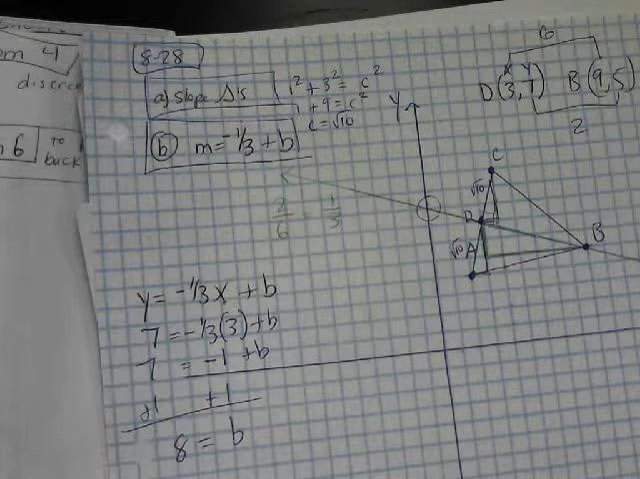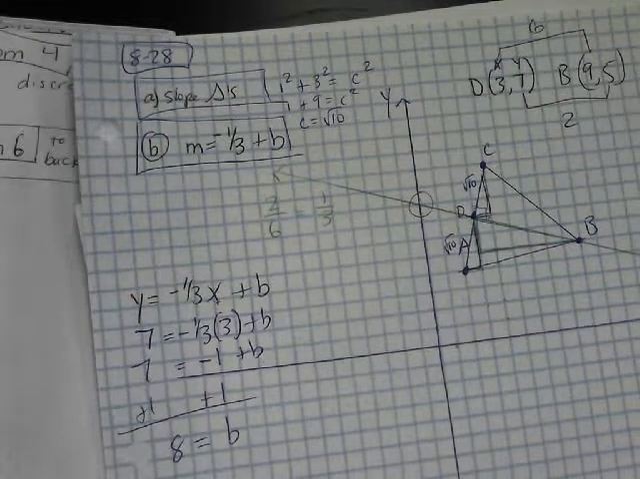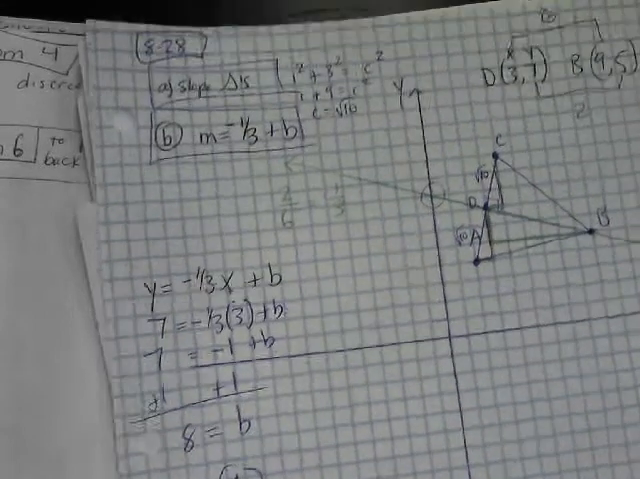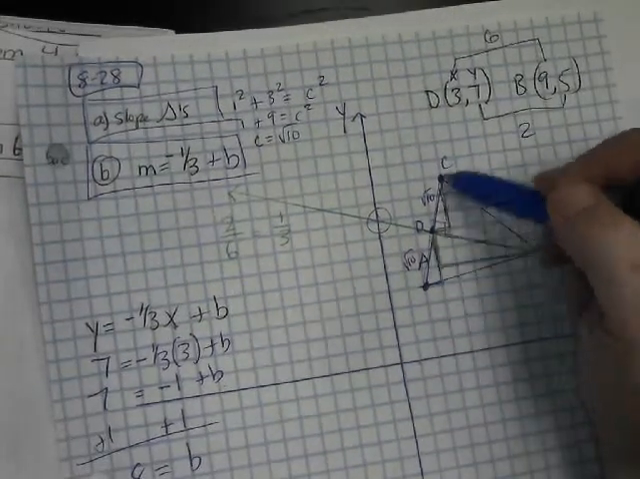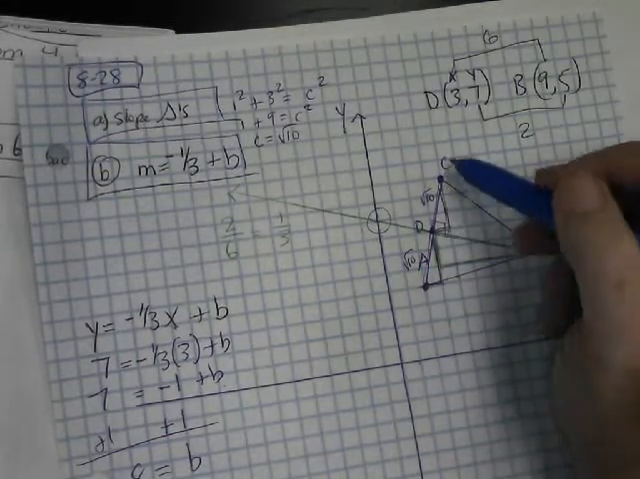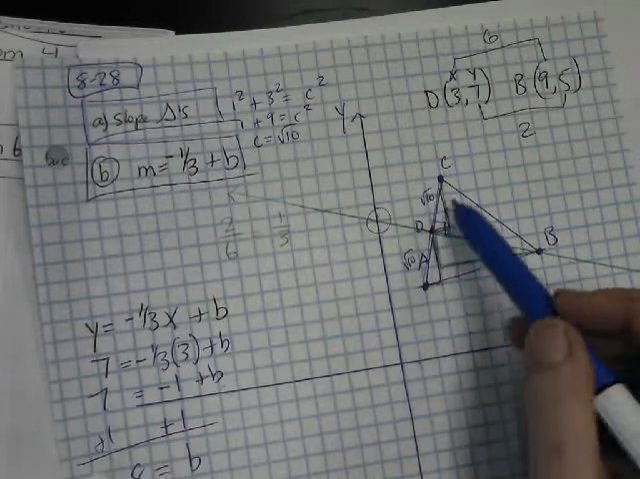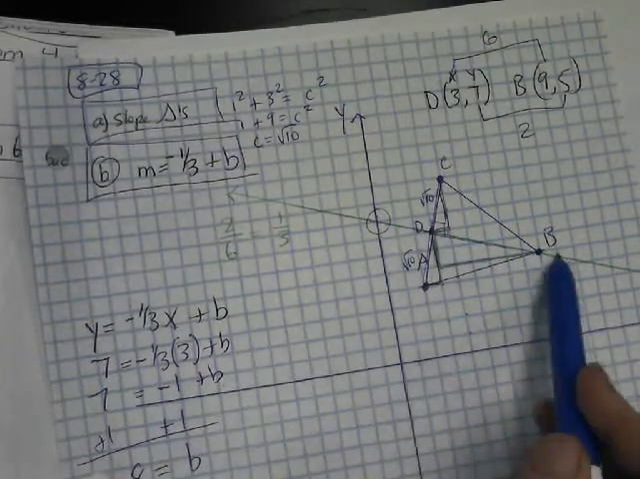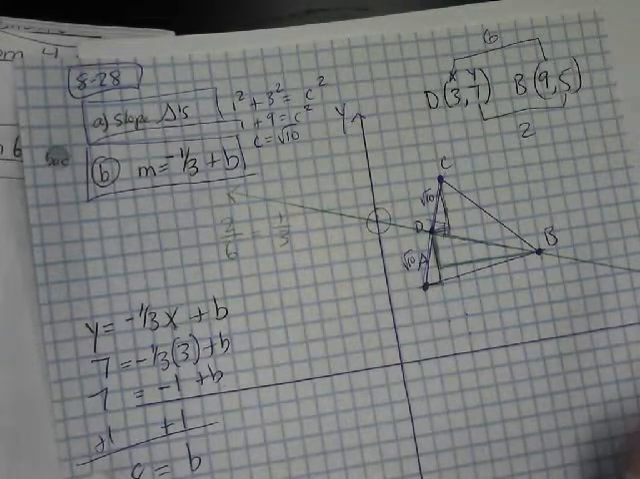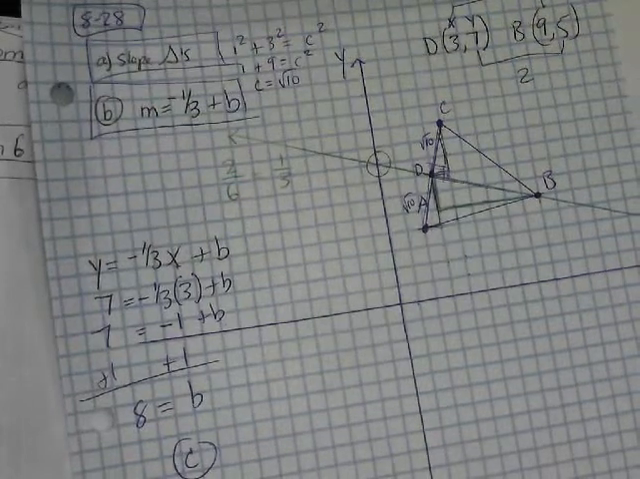Okay, this is a continuation of 8-28. We're going to do letter C now. Letter C is asking me if BD is a height of AC, or of triangle ABC. In other words, it wants to know if it's perpendicular right here. Is that perpendicular? Does anyone have an idea how I can tell?